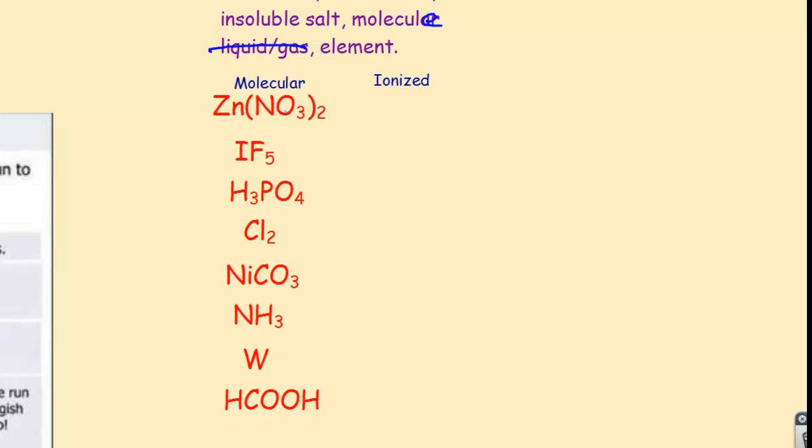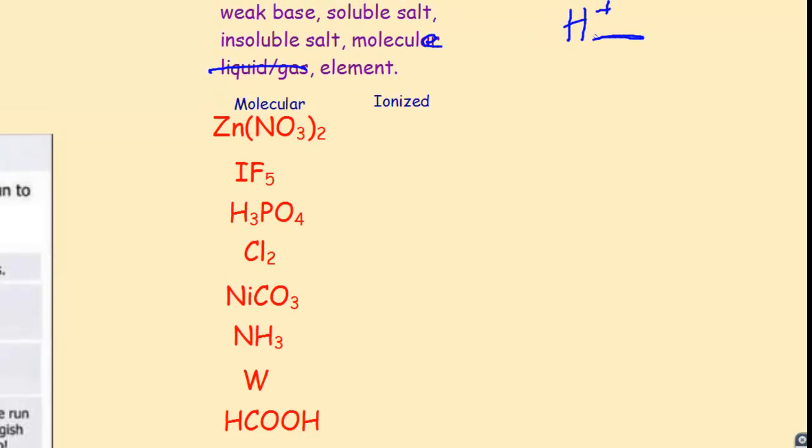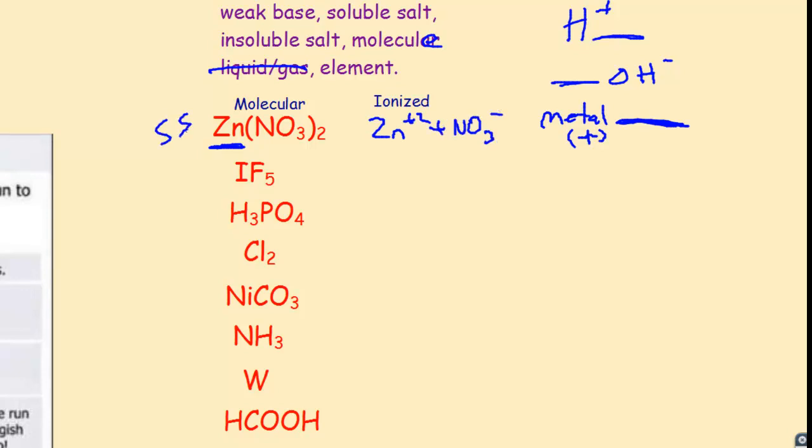All right, so zinc nitrate. Again, first thing to ask, does it start with hydrogen? No. Does it end in hydroxide? No. Does it have a metal for its positive ion? And the answer to that is, yeah, that's zinc. So that makes it a salt. So then is it soluble or insoluble? Well, nitrates are soluble, so this is a soluble salt. Soluble salt, which means it is going to ionize in a net ionic equation from the molecular.